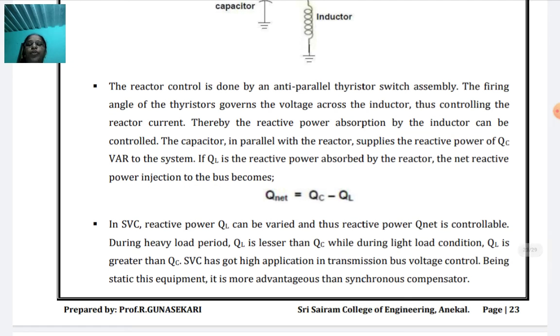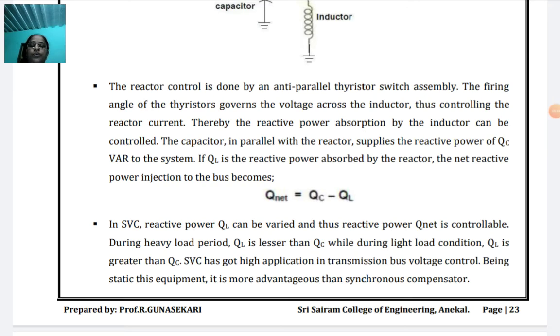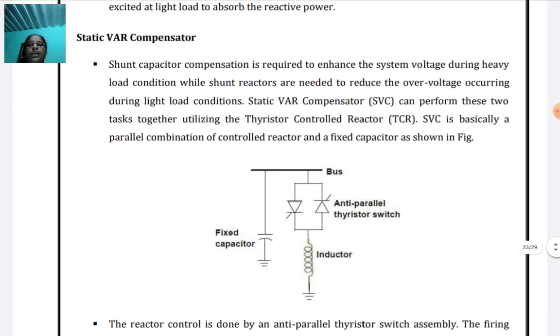In the SVC, the reactive power QL can be varied and the net reactive power is controlled. During heavy load periods, QL is less than QC, while during light load conditions, QL is greater than QC. The SVC has high application in bus voltage control. It is more advantageous than the synchronous compensator.